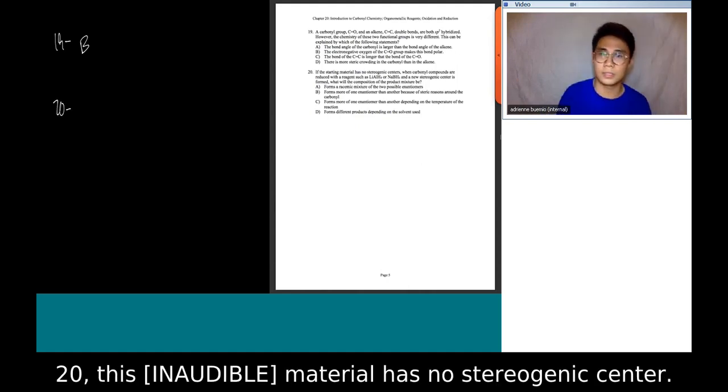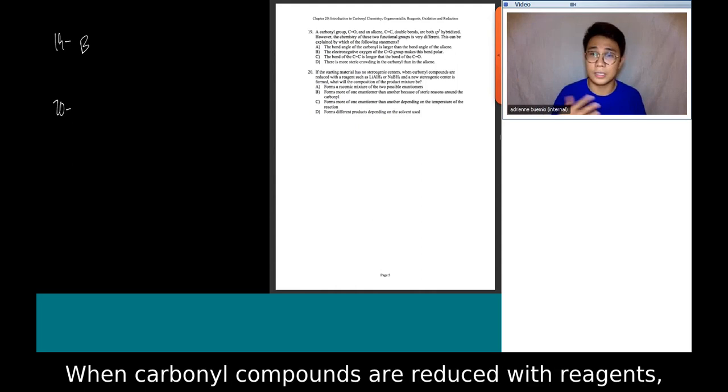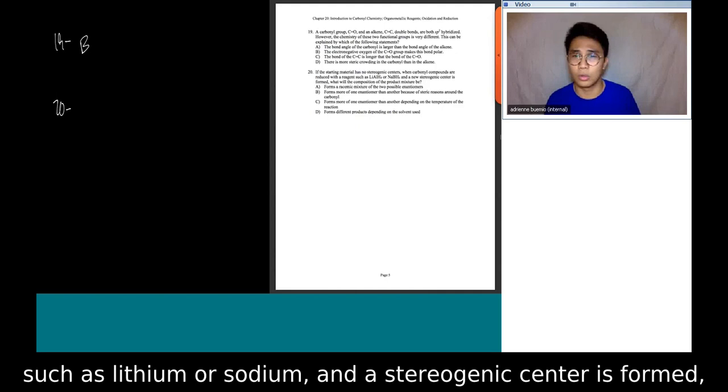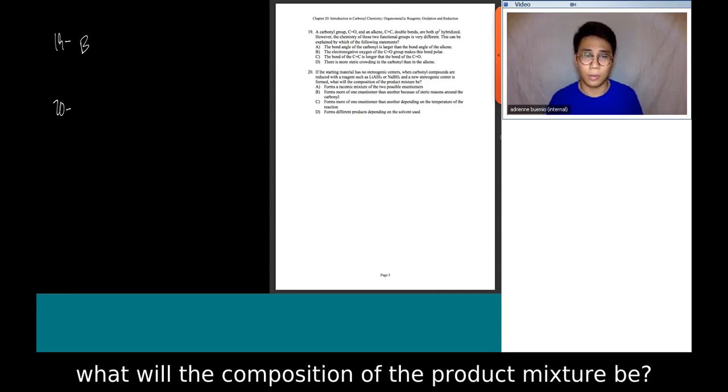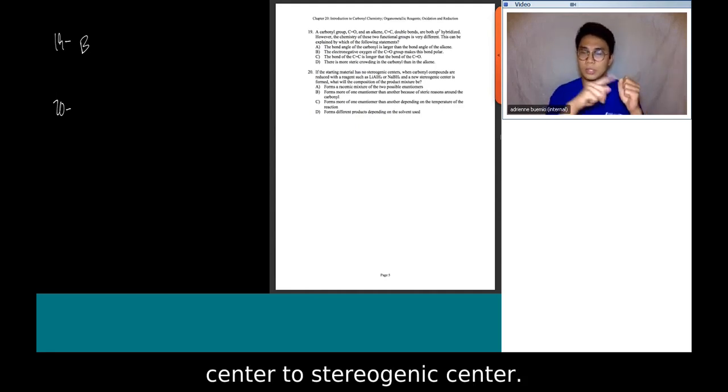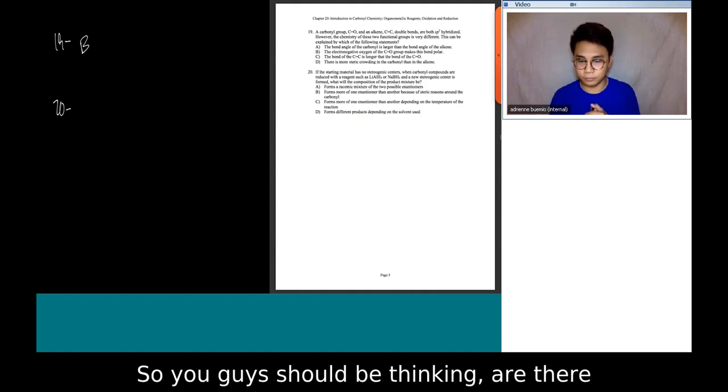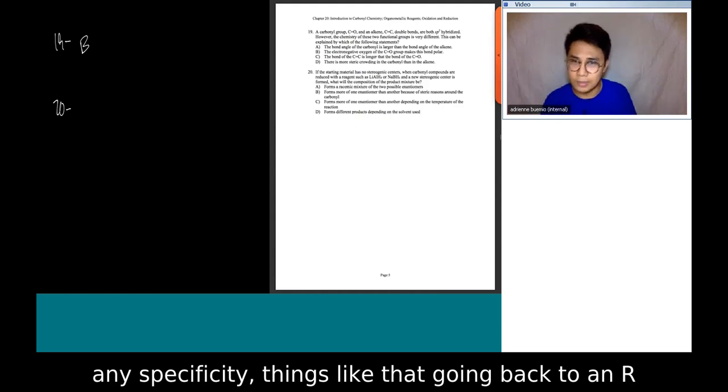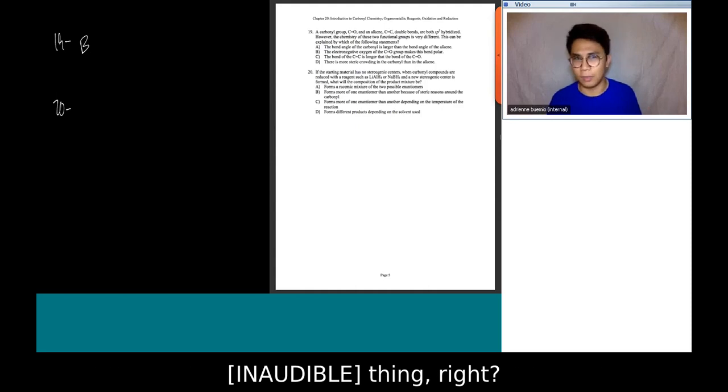20. If the starting material has no stereogenic centers, when carbonyl compounds are reduced with reagents such as lithium or sodium, and a new stereogenic center is formed, what will be the composition of the product mixture? So this one, again, no stereogenic center to stereogenic center. You should be thinking, is there any specificity, things like that? Going back to an R and S type thing, right?